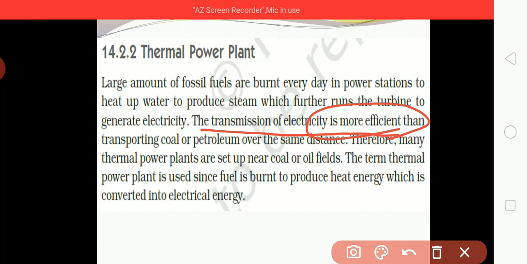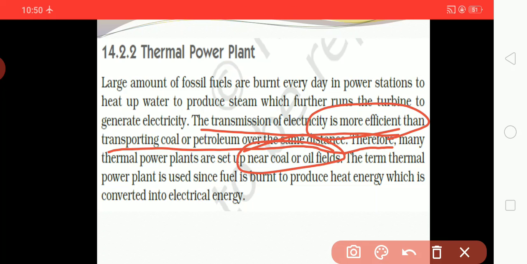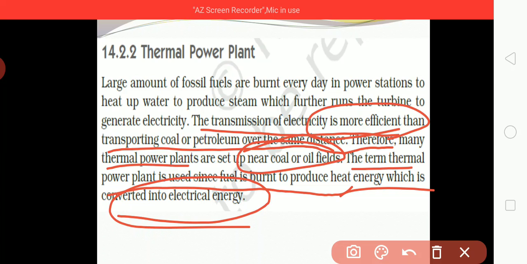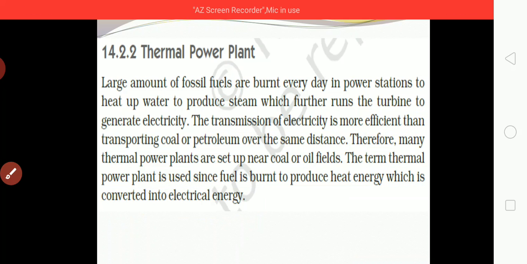The transmission of electricity is more efficient than transporting coal and petroleum over the same distance. Therefore, many thermal power plants are set up near coal or oil fields. The term thermal power plant is used since fuel is burned to produce heat energy, which is converted into electrical energy. This way heat energy is converted to electrical energy.